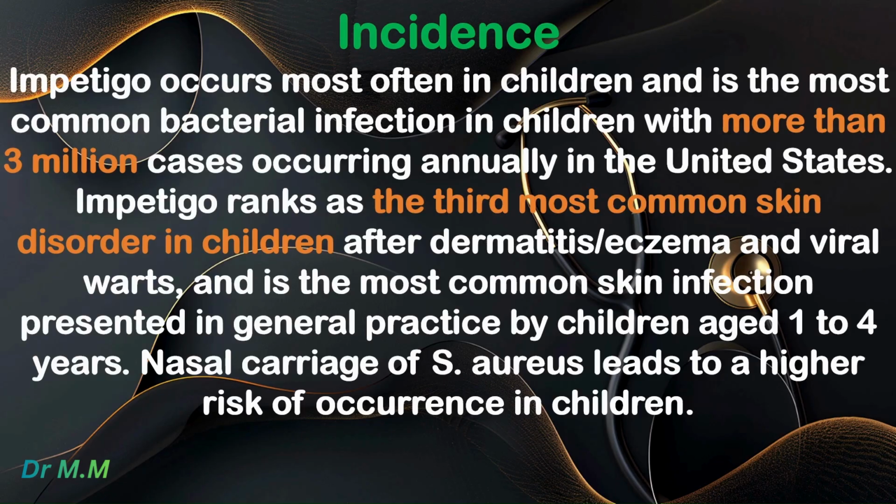Incidence. Impetigo occurs most often in children and is the most common bacterial infection in children, with more than 3 million cases occurring annually in the United States. Impetigo ranks as the third most common skin disorder in children after dermatitis, eczema and viral warts, and is the most common skin infection presented in general practice by children aged 1 to 4 years. Nasal carriage of S. aureus leads to a higher risk of occurrence in children.